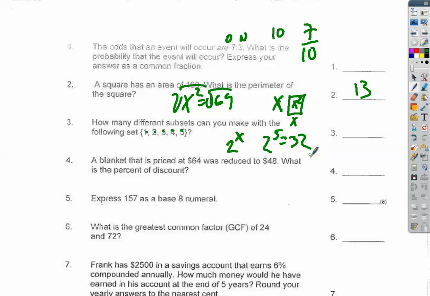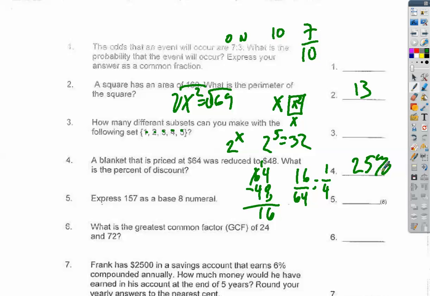4. A blanket that is priced at $64 is reduced to $48. What is the percent of the discount? So, how much was taken off? Well, I have to go 64 minus 48. And so we have $16. So $16 has been taken off, right? Well, what percent of 64 is 16? You just go 16 over 64. 16 goes into both of them, so it's 1/4. So the discount is 25% because it asks for it in percent, not fraction.